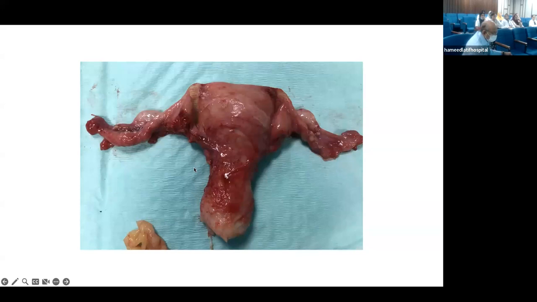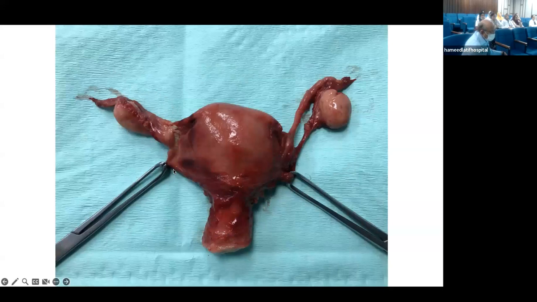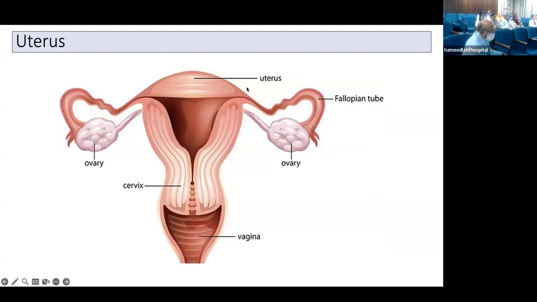Here in this, we left a little bit of parametrium, and this is actually to show the layer of the broad ligament which was left here. In this, you see the fallopian tube, and as Zainab explained, this is the fundus, and this cervix is different. Cervix is different in its structure. Cervix is different in its function, and during the menstrual cycle as well as later on.